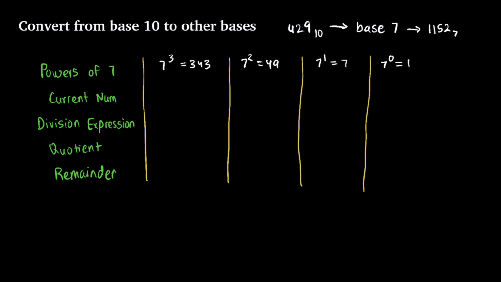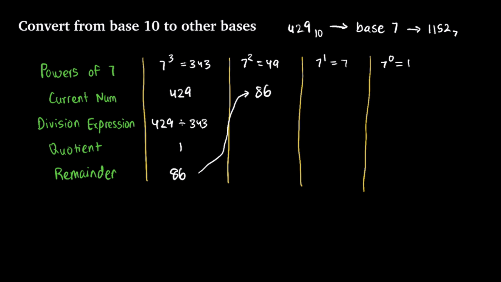So our current number is going to be 429. Now our division expression, we're going to do 429 divided by 343. And what do we get when we divide 429 by 343? Well, our quotient is going to be 1. And then the remainder of that is just 429 minus 343 in this case, just because our quotient was 1. So that remainder is going to be 86. And now that we have this 86, we're going to set this as our new current number. So we'll move this up here.